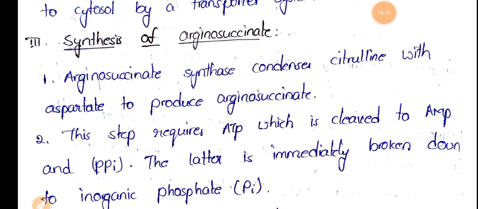That means the enzyme argininosuccinate synthase, which is responsible for the production of argininosuccinate from citrulline and aspartate, is an ATP dependent enzyme. So this step requires ATP, which is cleaved to AMP and pyrophosphate. Later it is immediately broken down to inorganic phosphate. Okay. So what happened in the third step? Citrulline is combined with aspartate to form argininosuccinate by the enzyme argininosuccinate synthase. So let's see the reaction.